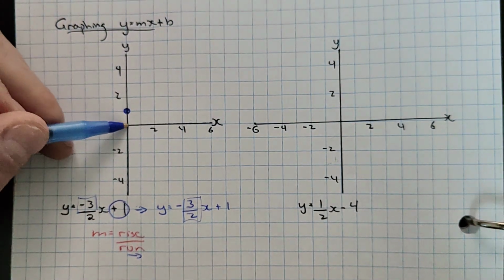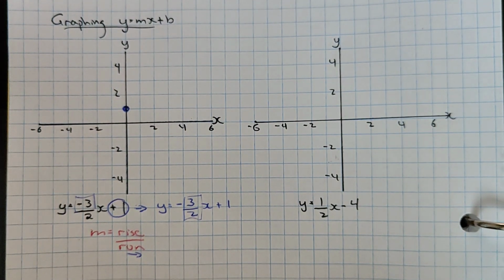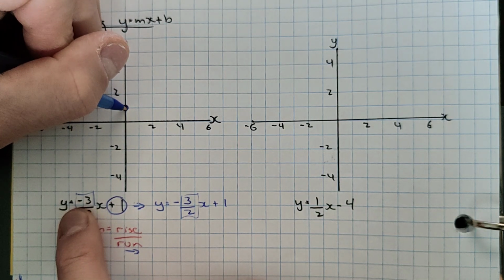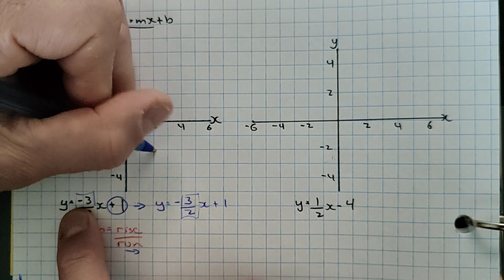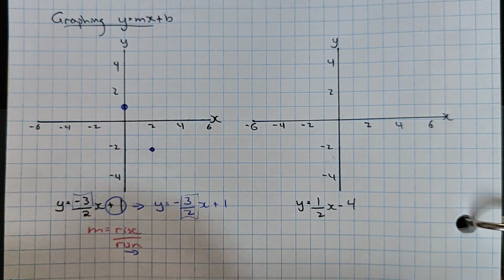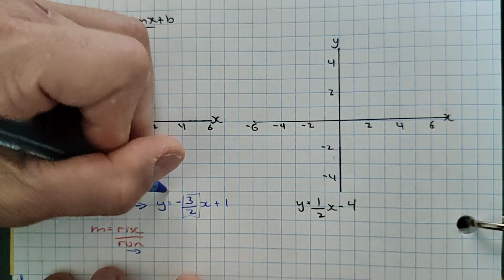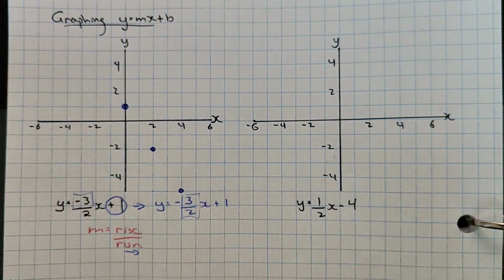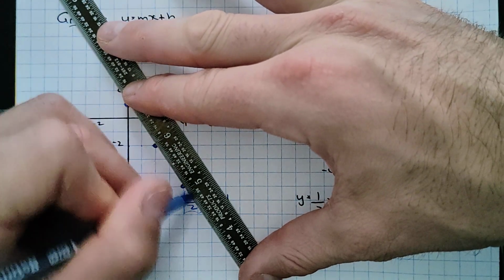From that point, not from 0, but from that point, I can now count out my rise and run. So in this case, my rise is negative 3, meaning going down 3, 1, 2, 3, and I run 1, 2. I now have a second point on the graph. If I wanted, I could even get another point, down 1, 2, 3, over 1, 2. There's another point. I only need 2, but I could put more. But now I can connect my dots.